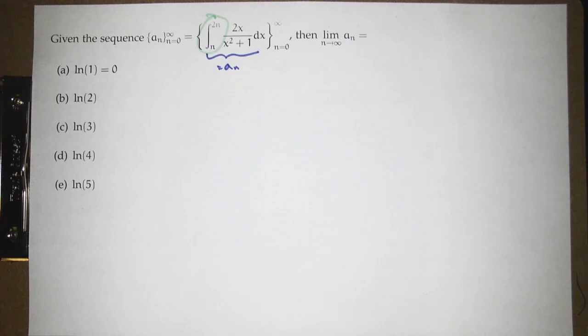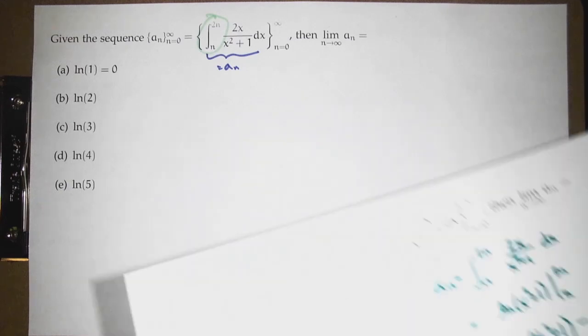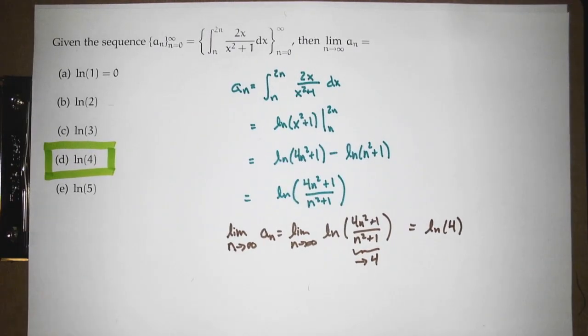All right. Then the limit as n goes to infinity of a sub n is, and we have our choices: log of 1, log of 2, log of 3, log of 4, or log of 5. I suspect a log will be involved in the answer. Do we have an answer now? D. Okay, great answer. That's right. So log of 4.